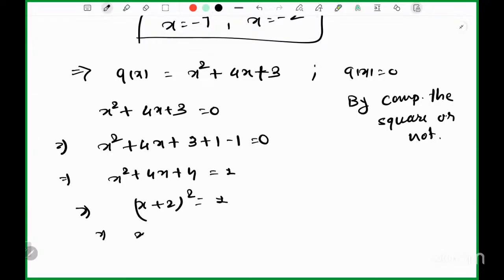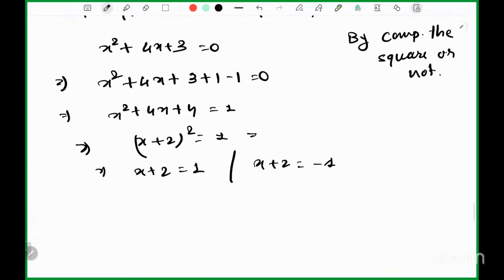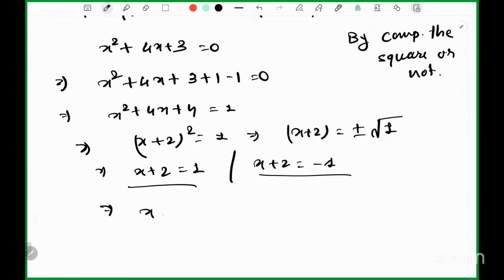So that means x plus 2 will be equal to 1 or x plus 2 will be equal to minus 1. Right? Because whenever you take square root, you have to take plus minus on both sides. So this is the same as x plus 2 equals plus minus under the root of 1. But under the root of 1 is 1 only. So that's why we have x plus 2 equals 1 and x plus 2 equals minus 1. From this, I can say that x equals 1 minus 2, and here x equals minus 1 minus 2. So that means x equals minus 1 and x equals minus 3.